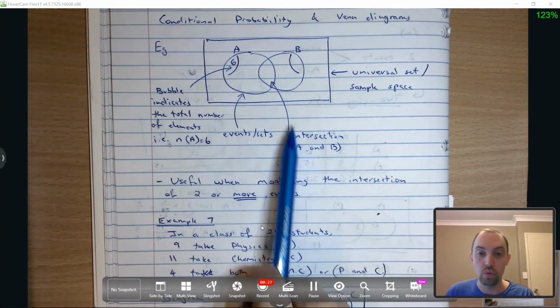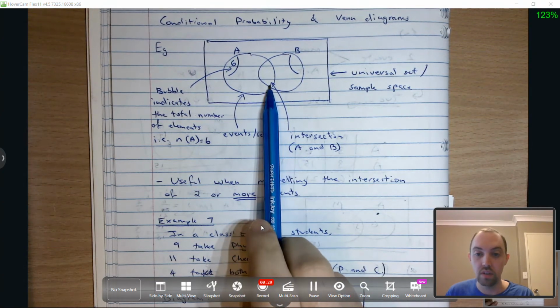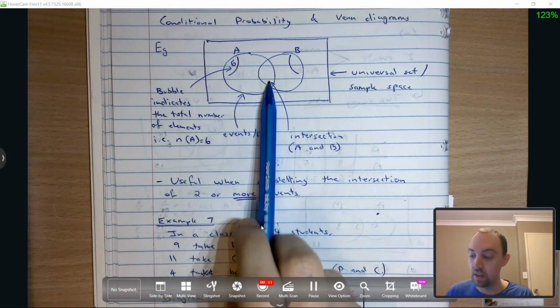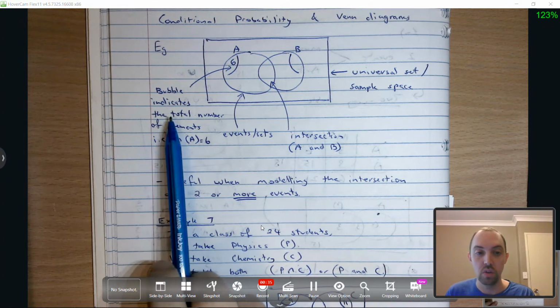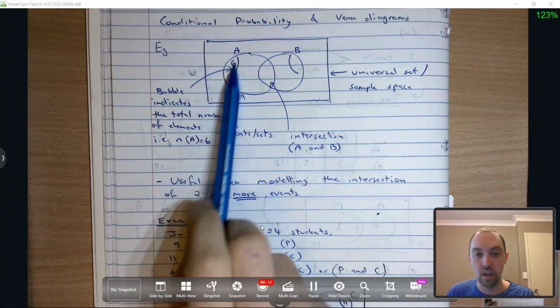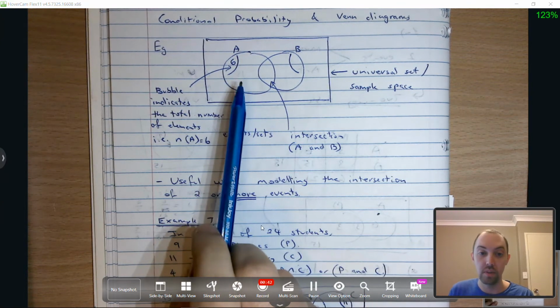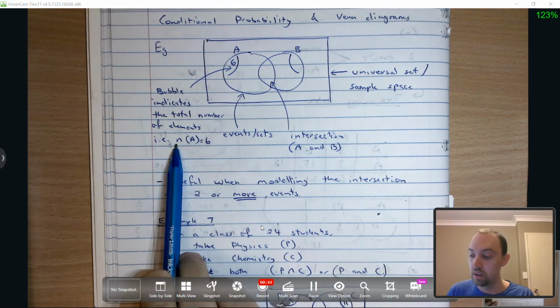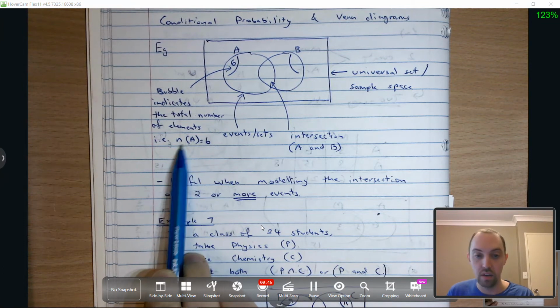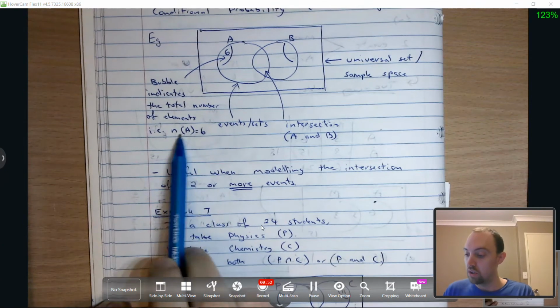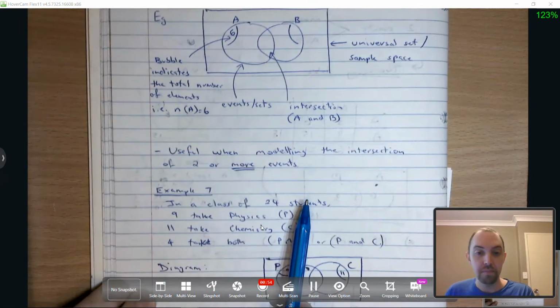Where these two circles intersect, the intersection is where they're both occurring, A and B. Sometimes you'll see a bubble in one of the circles that indicates the total number of elements throughout it, which we can write as n(A), the number of elements in A. So it's a shorthand for how we say that.